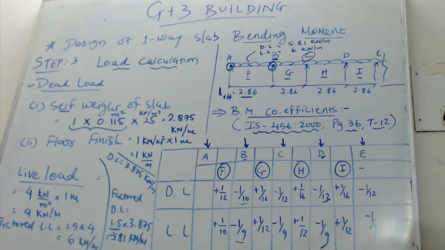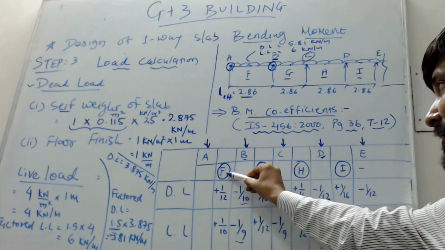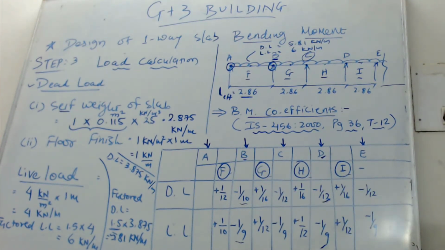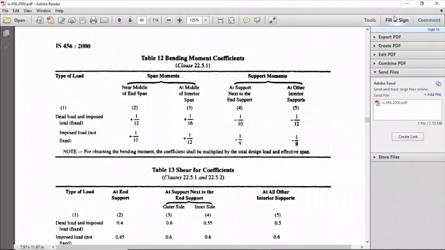Next, we need to calculate the bending moment coefficient for all the span points, that is the circle points F, G, H and I. So let us see how it is coming. First we consider point F. Now let us go back to the code and see what is given for span moments. For span moment, there are two parts: near middle of end span, and second, at middle of interior span.